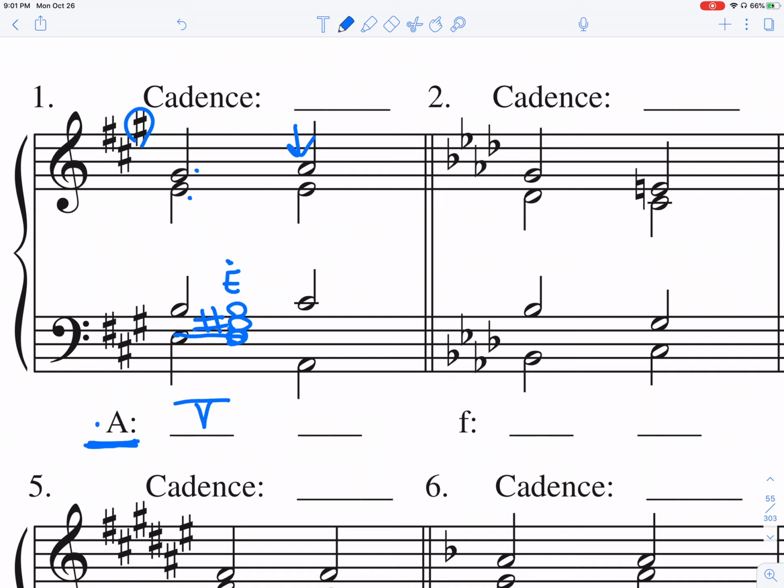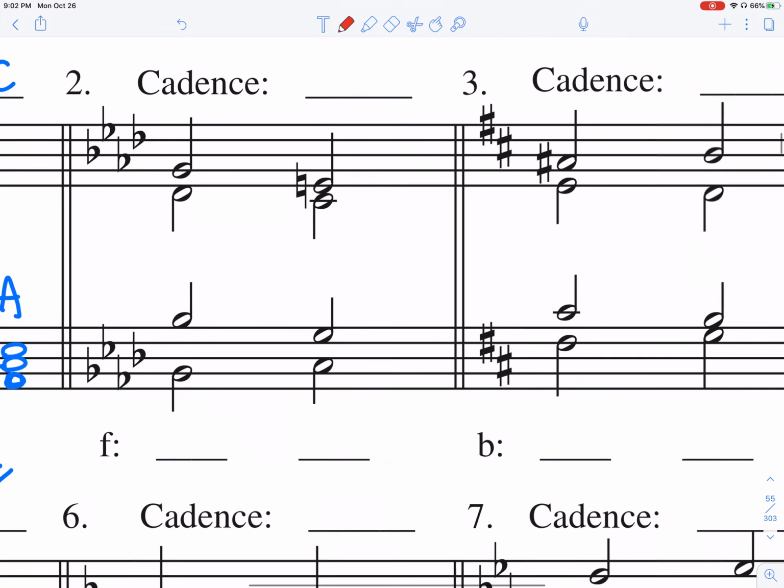The second harmony, you have A, you have C sharp, you have E, you have A again. This is an A major chord. Looks like this is a V-I. This is an authentic cadence, but is it perfect or imperfect? First of all, they're both in root position, and the soprano in the second chord has to be the tonic. So this is actually a perfect authentic cadence.